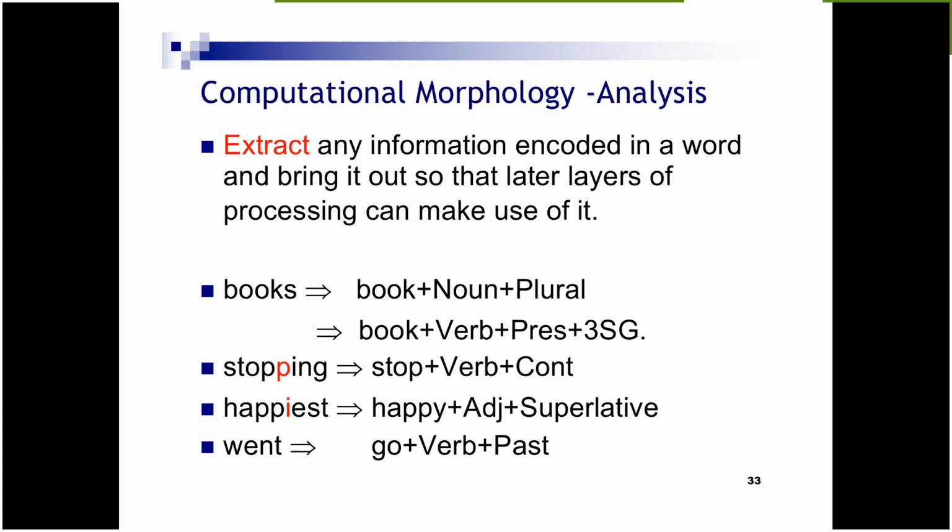For computational morphology, basically you have to extract the information that's in the word, so that once you recover that information, you can use it in two different applications. As you can see here, for example, the word books might be a noun, or it might be a verb in a given tense.